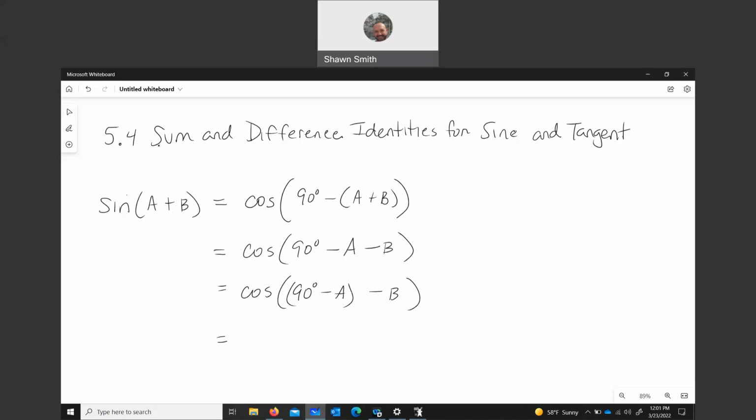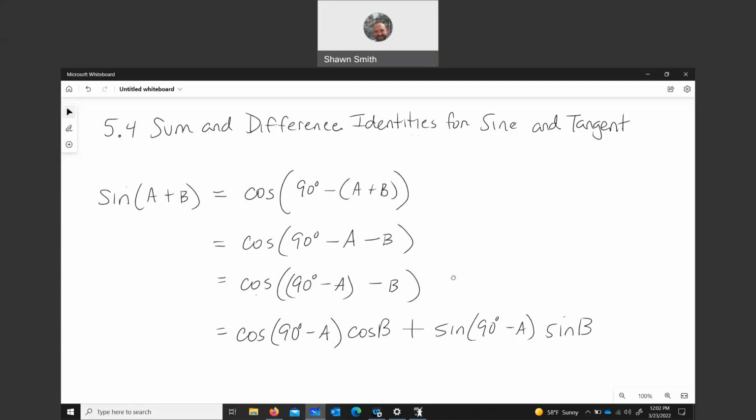All right, so now I apply my cosine of the difference of two angles formula. Cosine of the first times cosine of the second, which is the B. Change my sign, so it's going to be plus. Sine of the first, 90 minus A, times sine of the second, B.